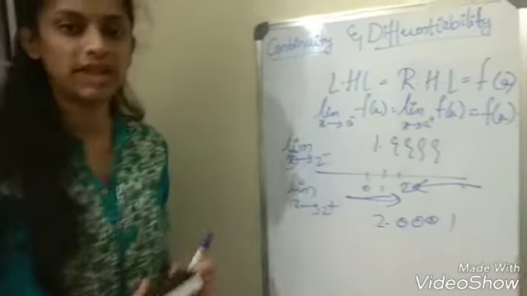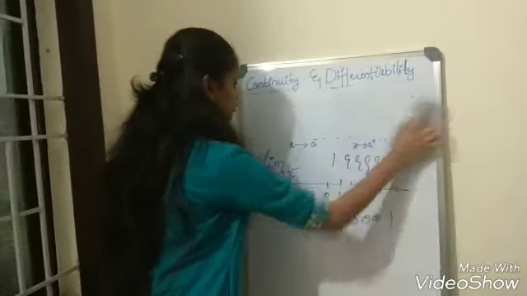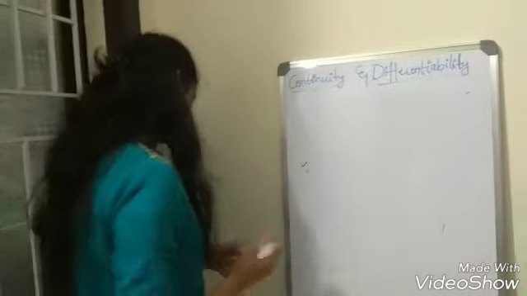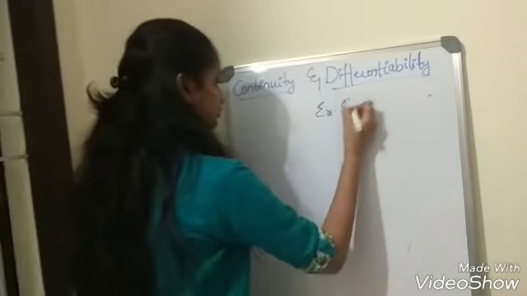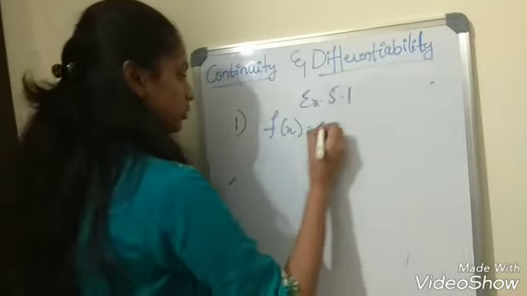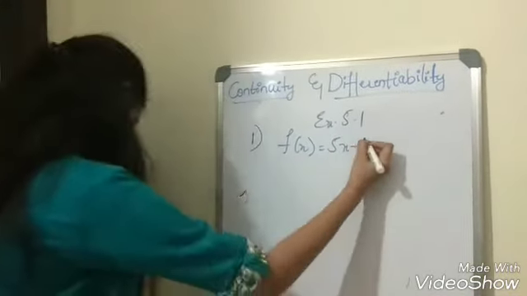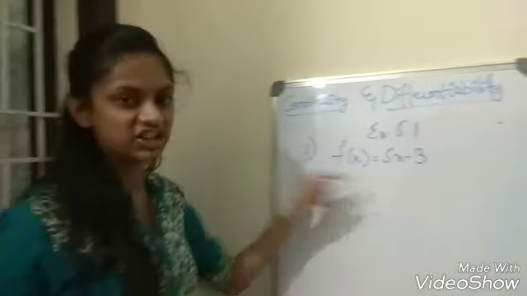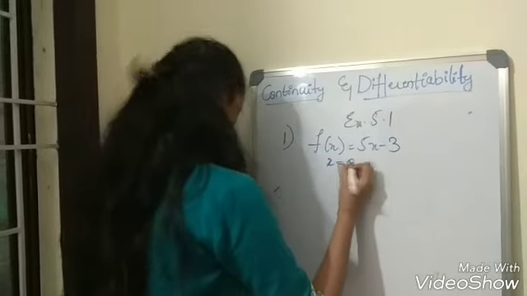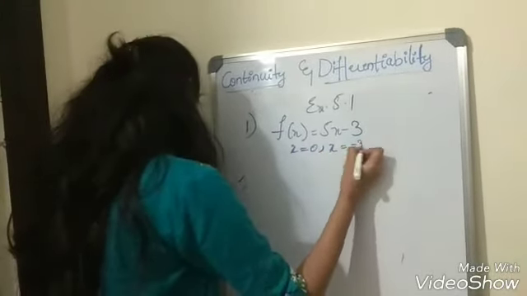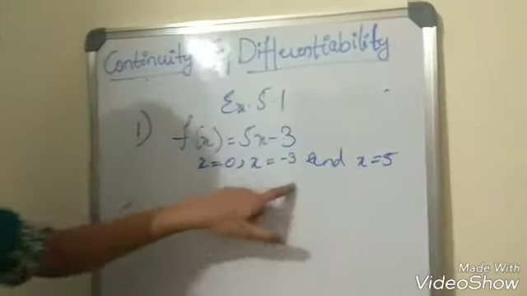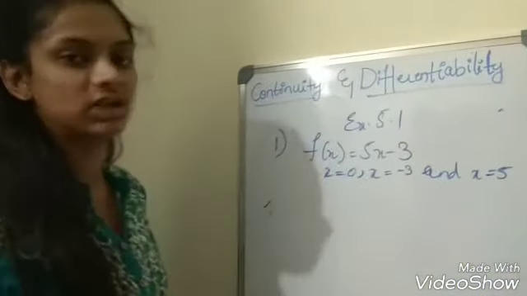Okay, now let's move on to the exercise. Let's see the first question. Exercise 5.1. First question is f of x is equal to 5x minus 3. You have to check whether it is continuous or not at the points x is equal to 0, x is equal to minus 3 and x is equal to 5. At these points we should find whether the function is continuous or not.